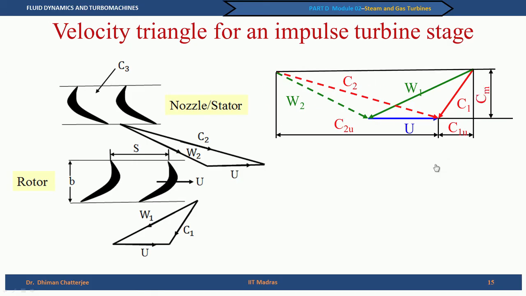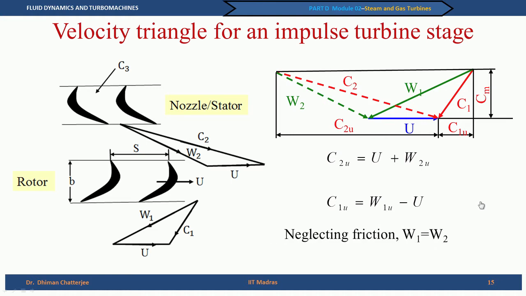So, let us look at it. We are talking about C2u as u plus W2u and C1u as W1u minus u, and hence, neglecting friction, we can consider W1 equal to W2, the same as we have done in the case of the Pelton turbine. We can find out that pi minus beta 2 is beta 1. I will come back to this point again, and this is known as symmetric blading. Please note the relationship that pi minus beta 2 is beta 1.